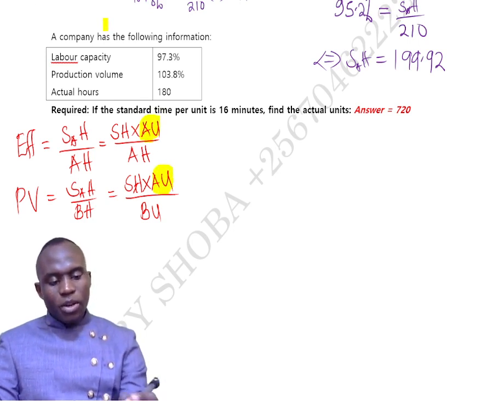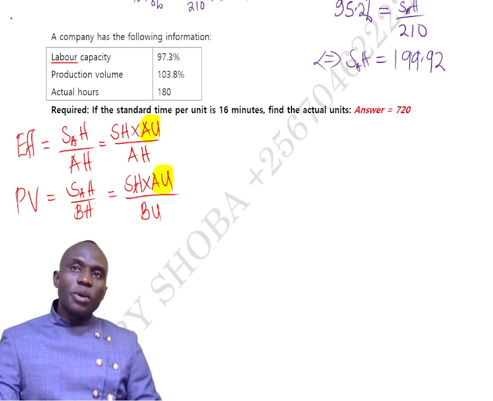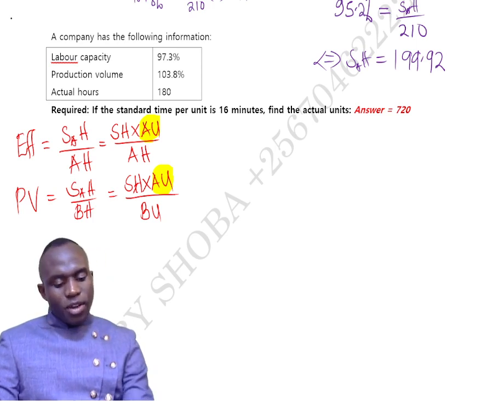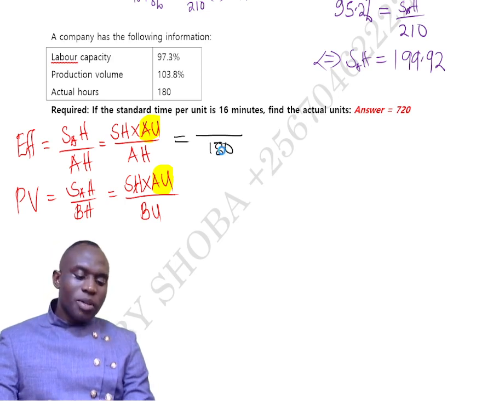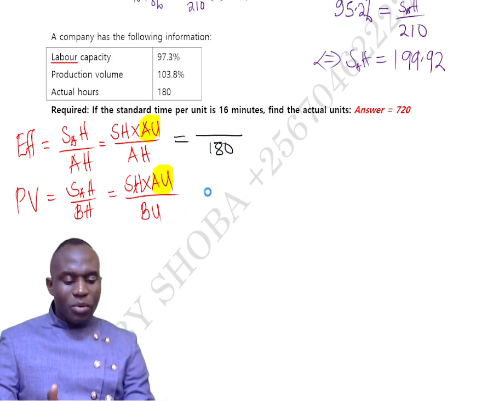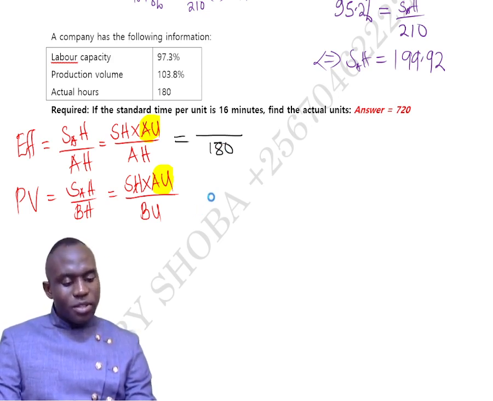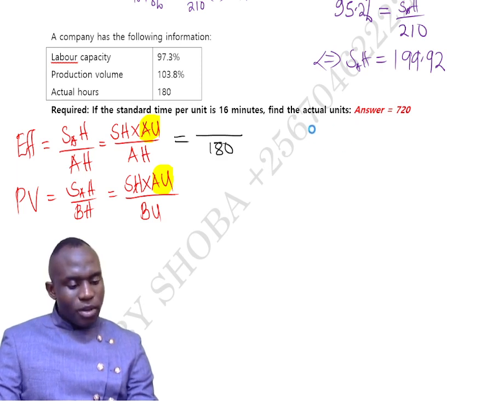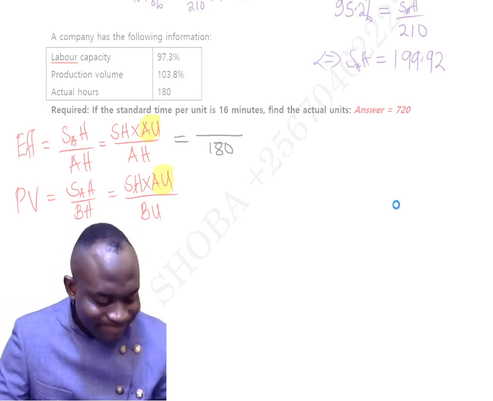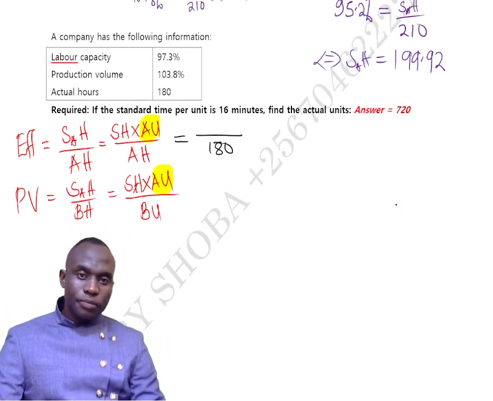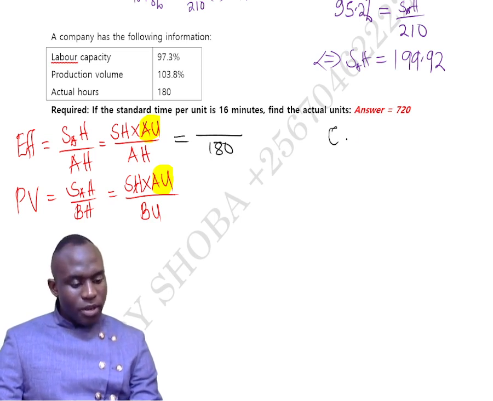So we don't know which formula we should be using. So what do we do? We base on the data to find out which one we should use. You see, they have given us actual hours. So this is 180. So it means we need to look for standard. Okay, we try out and we see which ratio we are going to use. So they have told us capacity is given, and the formula for capacity is actual hours divided by budgeted hours.